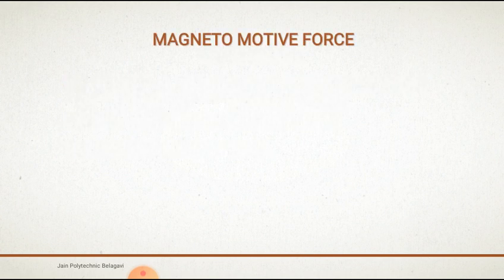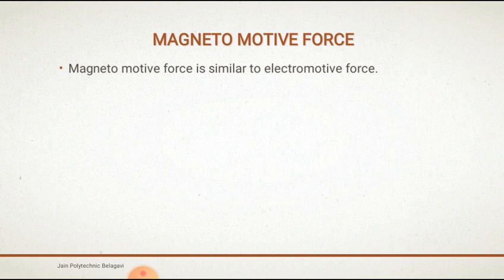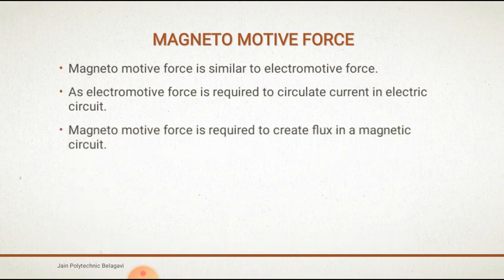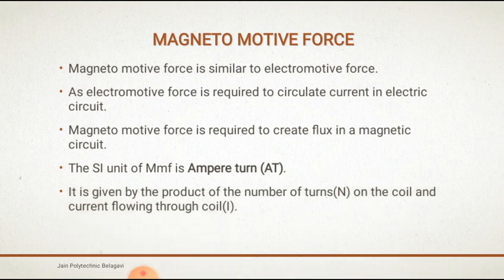Magnetomotive force. Magnetomotive force is similar to electromotive force. As electromotive force is required to circulate current in an electrical circuit, magnetomotive force is required to create flux in a magnetic circuit. The SI unit of magnetomotive force is ampere turn. It is given by the product of number of turns on the coil and the current flowing through the coil. That is, mmf is equal to N into I.